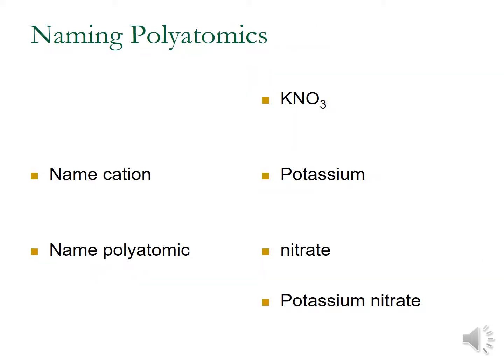If you have a formula with polyatomics in it, you simply name the cation followed by the name of the polyatomic. For example, KNO3 is a combination of the K+1 ion and the NO3-1 ion known as nitrate. So K+1 is called potassium, NO3-1 is called nitrate, so we simply call it potassium nitrate. Be aware, sometimes the cation does need a Roman numeral. In this case it does not. K is not a transition metal, so it's always +1.